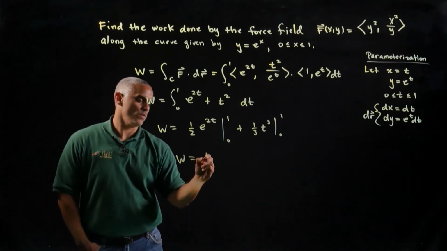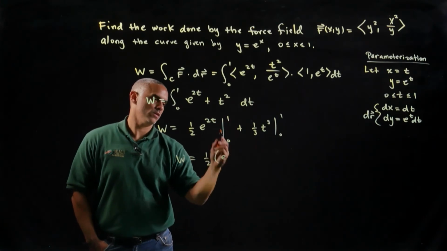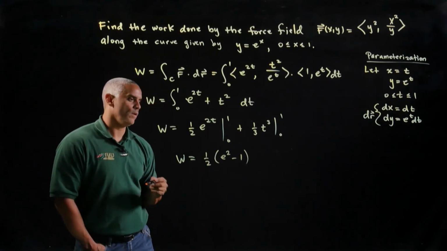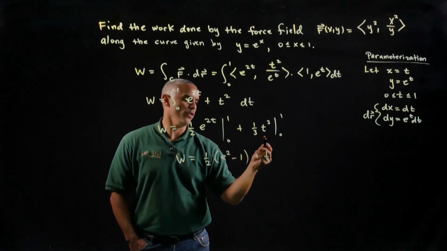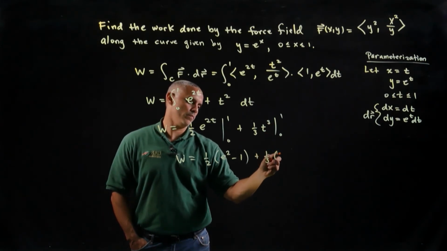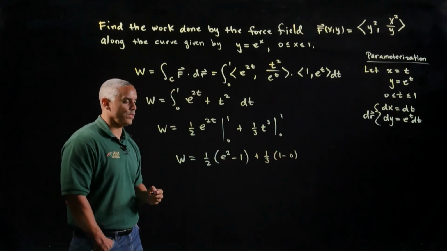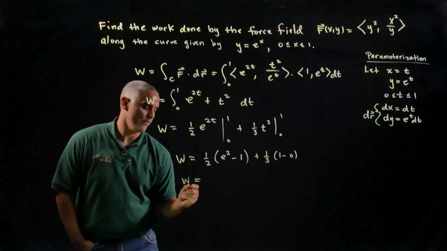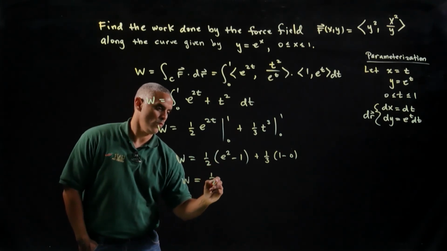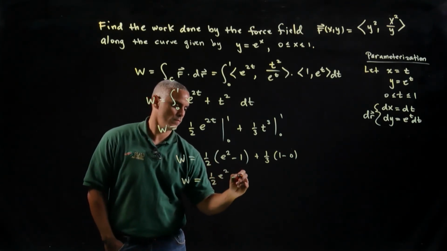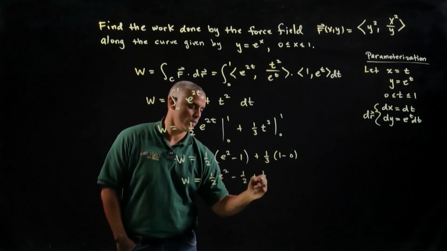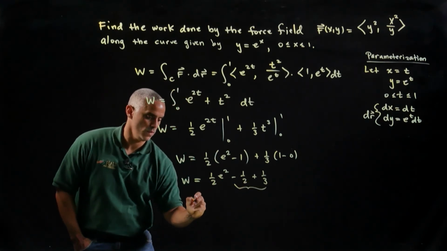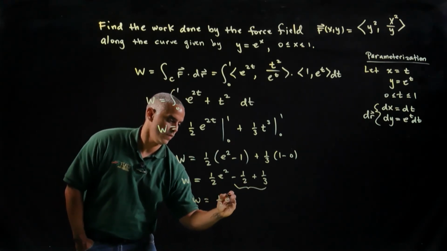So now my work becomes 1/2 e to the 2 times 1 minus e to the 0, which is 1, plus 1/3 t cubed is just basically 1 minus 0. So 1 cubed minus 0 cubed. And if I simplify a bit, I find that my work is 1/2 e squared minus 1/2 plus 1/3. And the best I can do really is join these two terms, which gives me work equals 1/2 e squared.